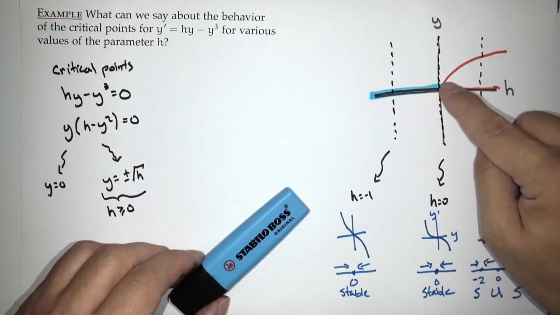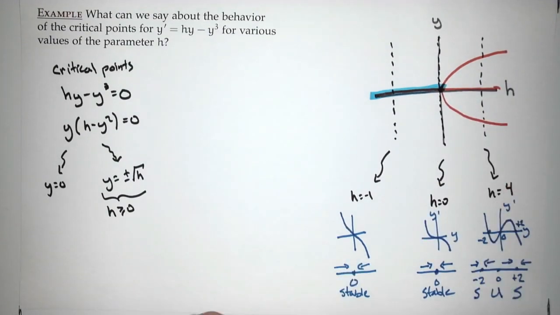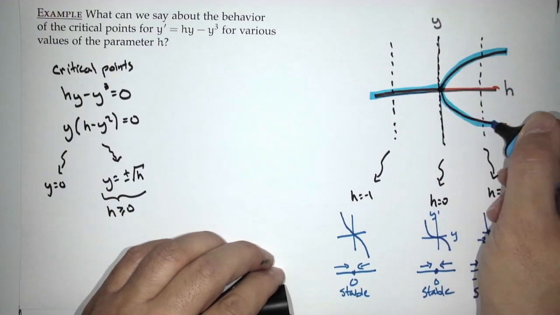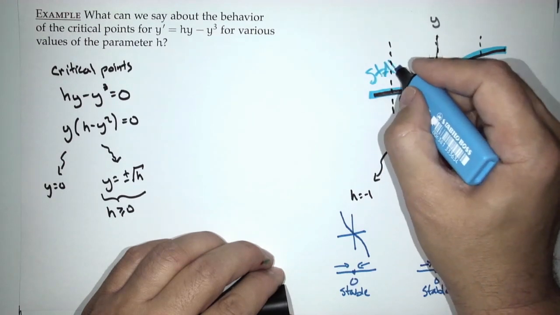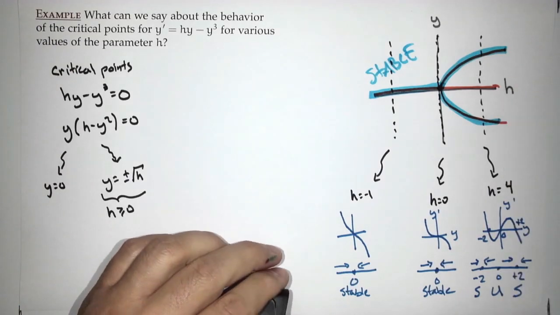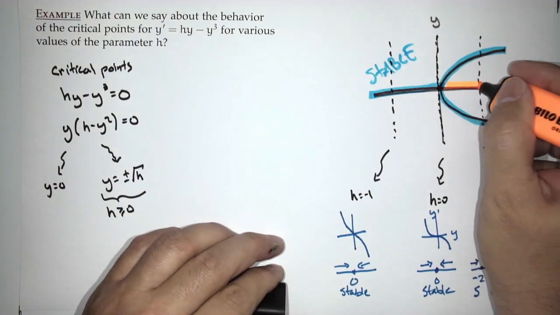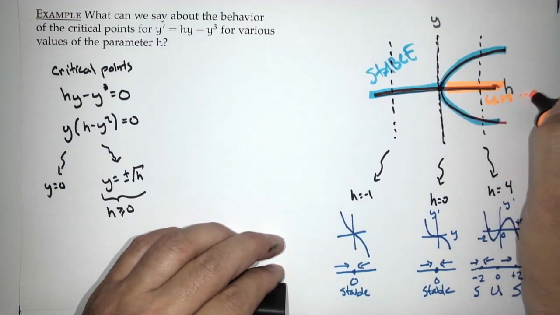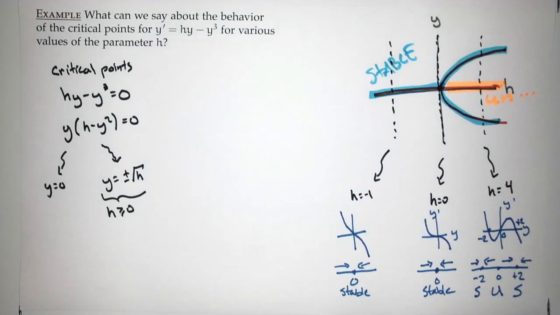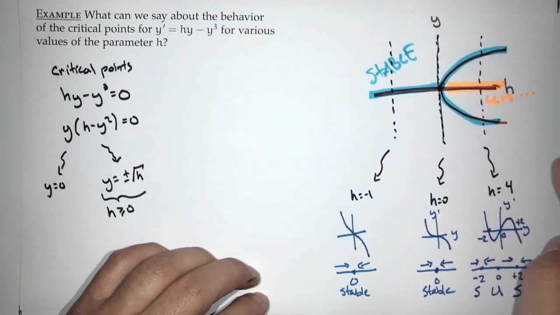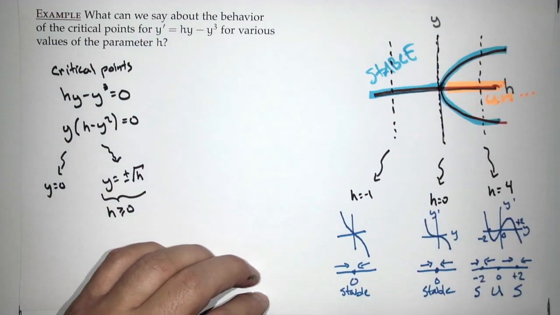So there's three prongs here. Which ones are the stable parts? Yeah, the top and the bottom. So these are stable. And then the unstable is here. And so now we have a complete characterization of what's happening with the critical points. We can say, okay, for h negative, there's one stable point, including h equals 0. For h positive, there's two stable points and one unstable point.